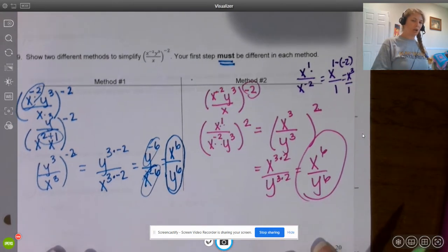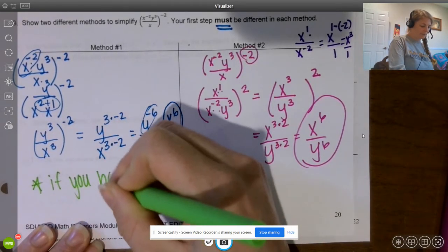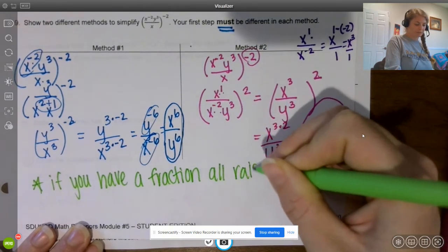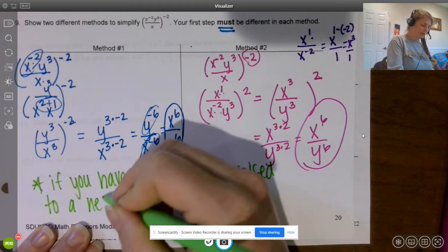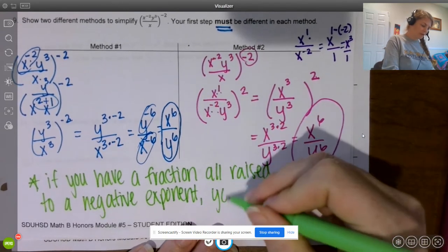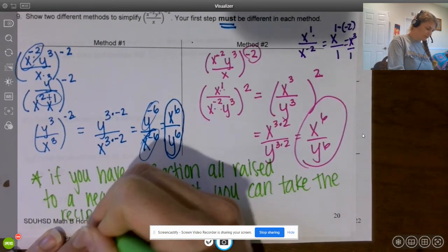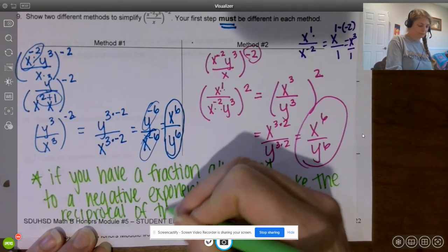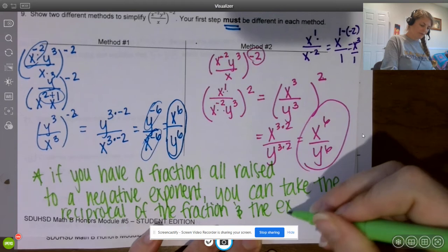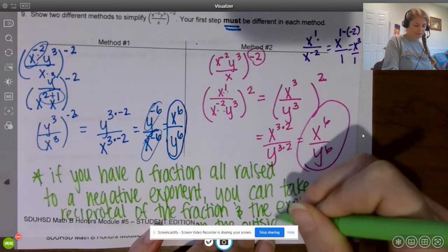So something we want to note here with these examples is if you have a fraction, we could call it a quotient, all raised to a negative exponent, you can take the reciprocal of the fraction and the exponent on the outside changes sign.